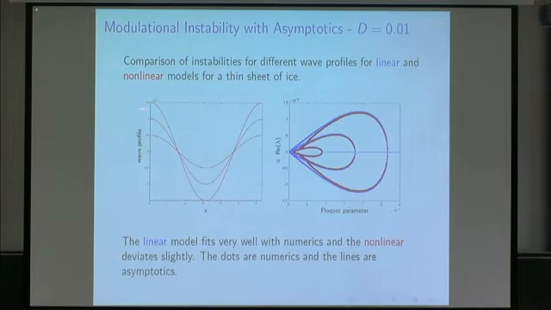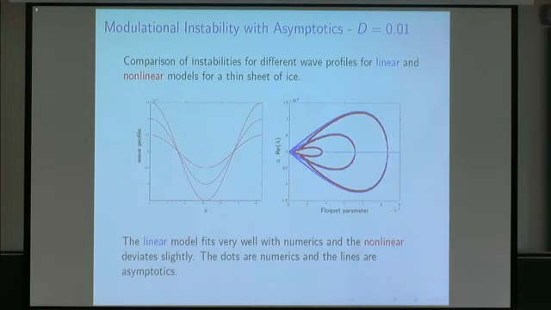Once again, the wave profiles for small amplitude look exactly the same, so I've plotted just 3 of them. On the right-hand side, I plot the Floquet parameter, which tells us what wave period leads to an unstable perturbation. On the y-axis, I plotted the real part of lambda. So this will tell you if you have exponential growth for that particular perturbation.